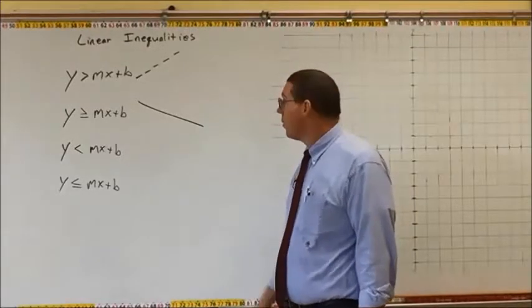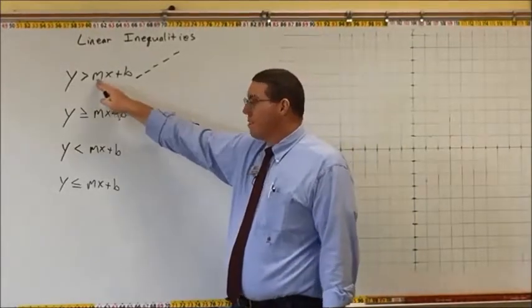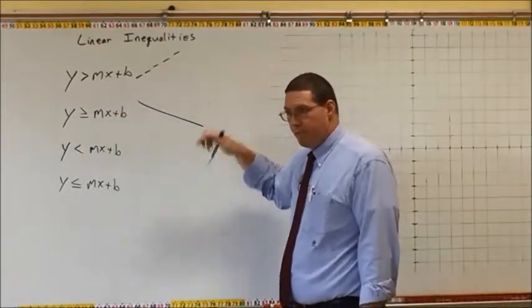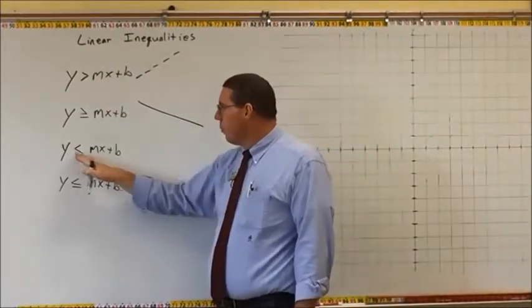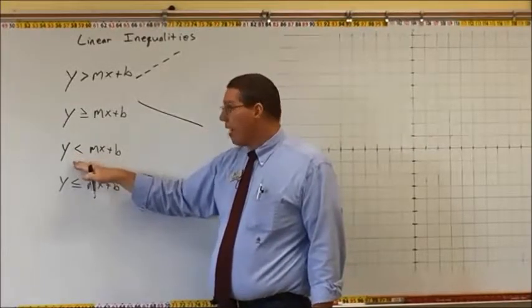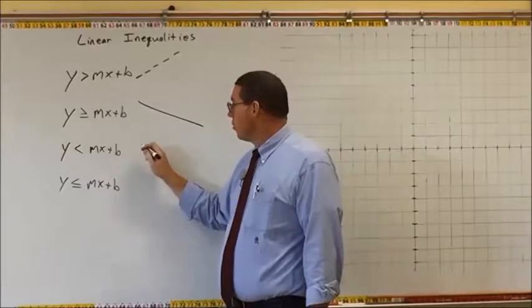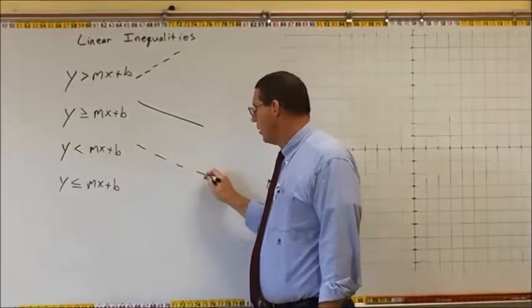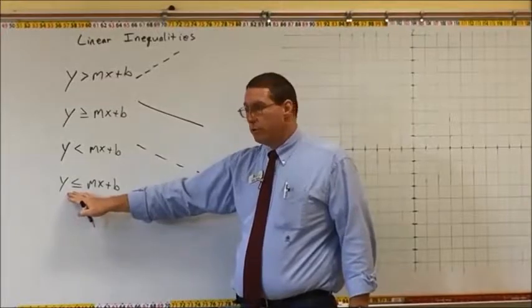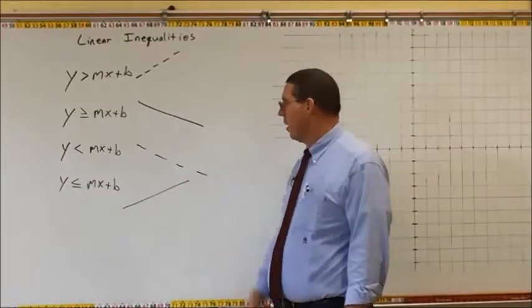Now, don't look at the direction. The direction is based on the slope. Some of them will have a positive slope, some of them will have a negative slope. This one here does not have or equal to, right? So it's going to be a dashed line. This one does have an or equal to, so it's a solid line.